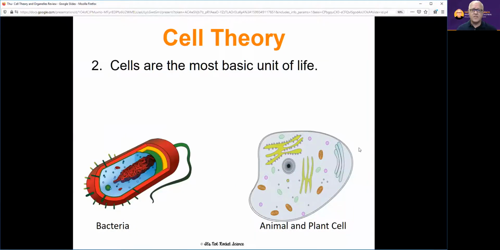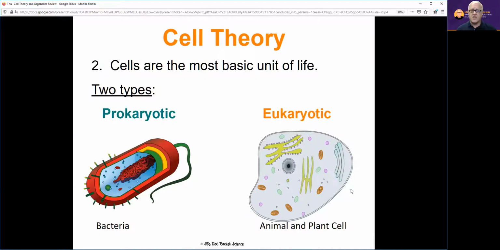Now, since cells are the most basic unit of life, there are two types of cells. You have the prokaryotic cell, which is also known as the bacteria cell, and then you have the eukaryotic cell, and the eukaryotic cells are both the animal and plant cells.